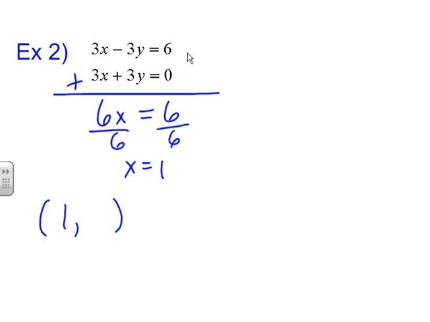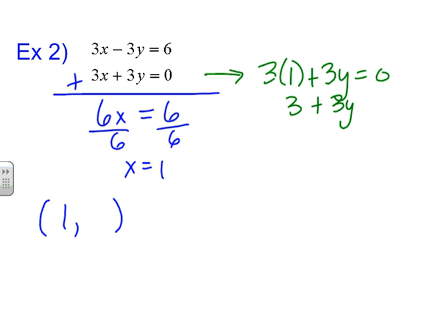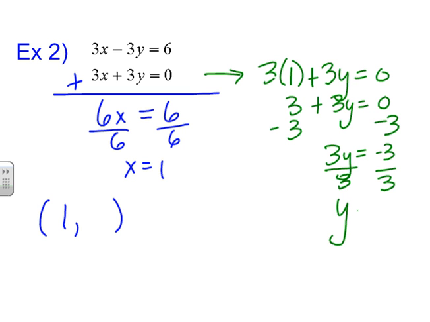It doesn't matter which one of these we go back to. I tend to choose the ones that have no negatives or smaller numbers. So in place of the x, we're going to put a 1. So we'll have 3 times 1 plus 3y equals 0. And then we're going to reduce it. We're going to subtract 3 from both sides. We get 3y equals negative 3. Divide both sides by 3 and find out that y equals negative 1. So (1, -1) is our ordered pair where these two lines cross.